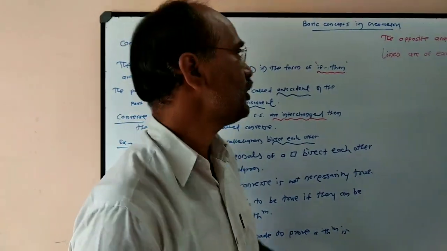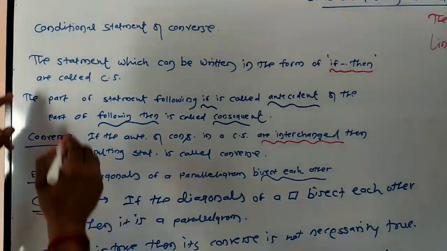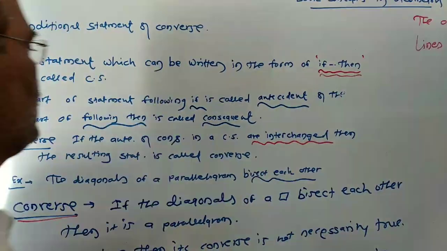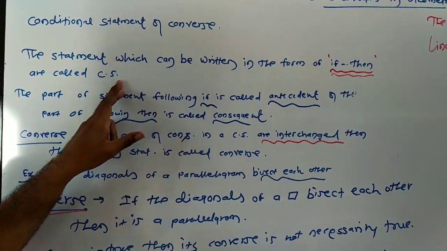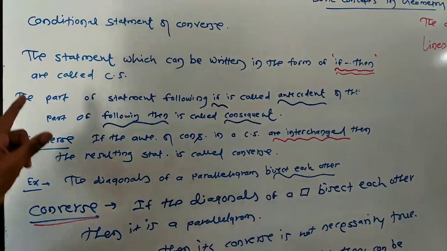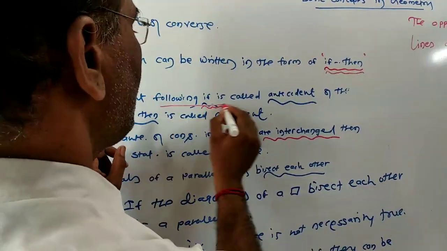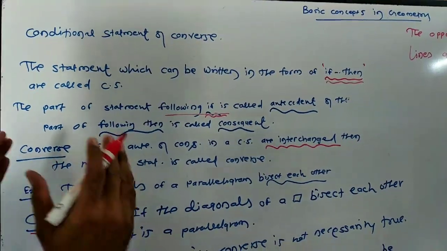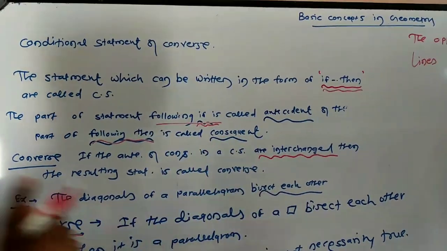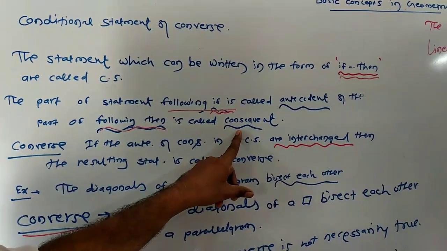First we learn what is meant by a conditional statement. The statement which can be written in the form of if-then is called a conditional statement. In a conditional statement, the part of the statement following if is called the antecedent and the part following then is called the consequent. In a conditional statement, two parts are there, antecedent and consequent.